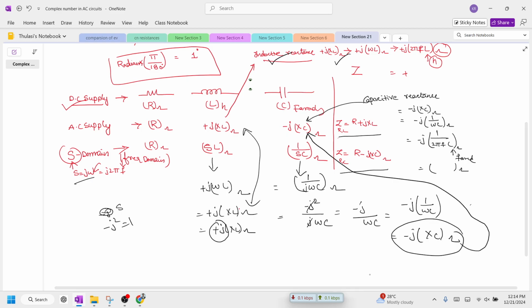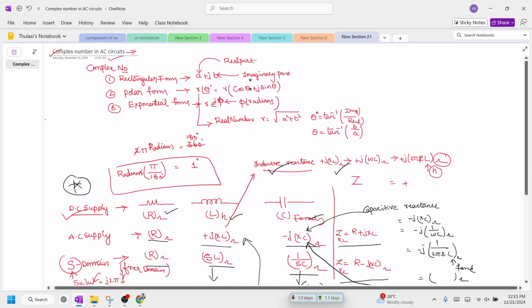So hope you are able to understand. In the DC supply, we directly write down resistance and inductance in Henry and Farad. When you are writing in AC supply, we have to write down R ohms plus jXL ohms minus jXC ohms. In S domain, we are writing it as R ohm, sL ohm, 1 by sC ohms. This is very, very important. If you understand this logic, you can play football with this kind of AC network analysis.